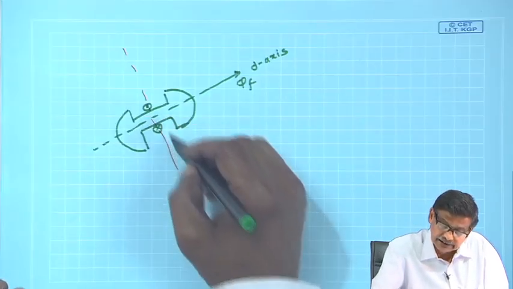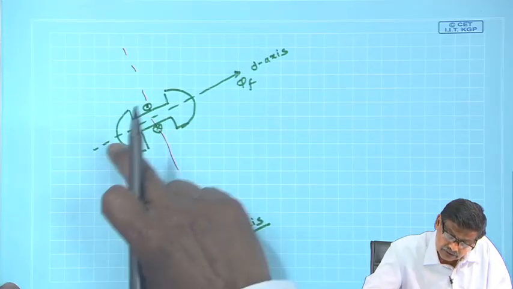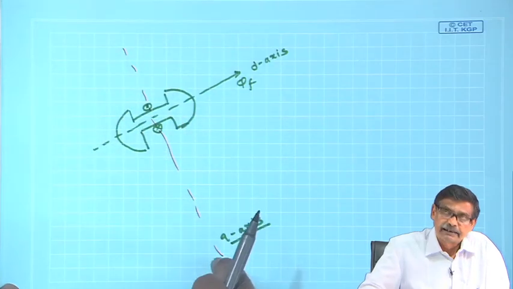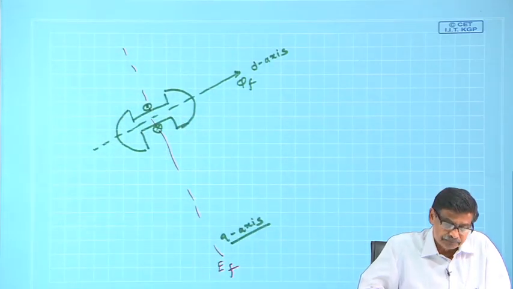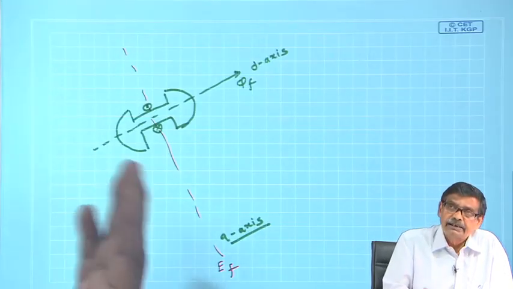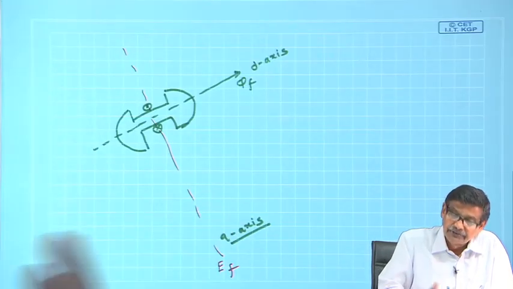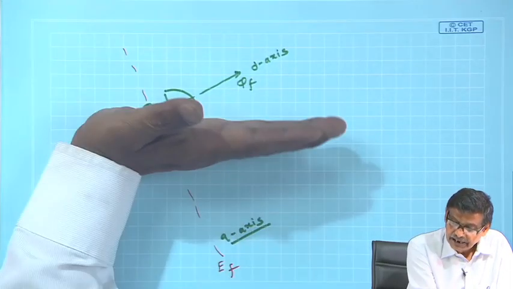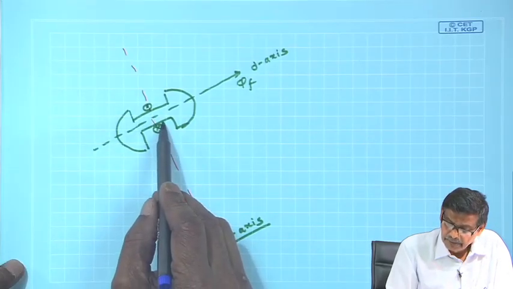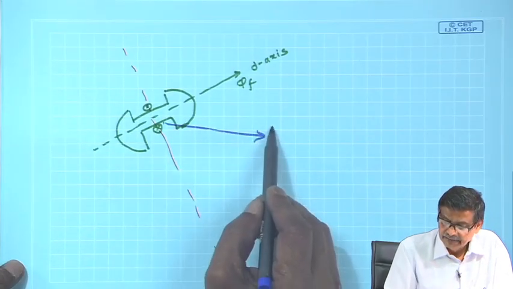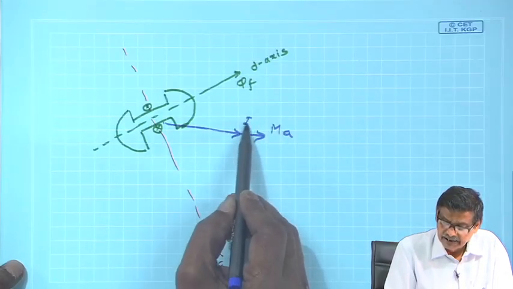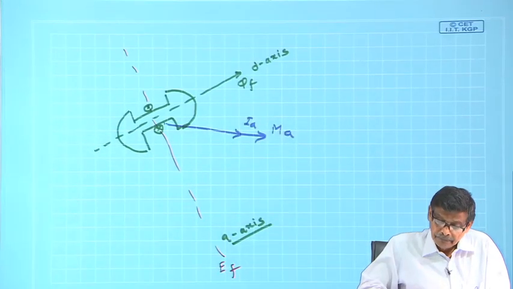These are at 90 degrees, and along this axis air gap is minimum, and along this axis air gap is maximum. Now, your armature MMF or armature current which produces MMF could be anywhere in this space. For example, your M A is here, and in the phasor diagram this is also I A, like this.